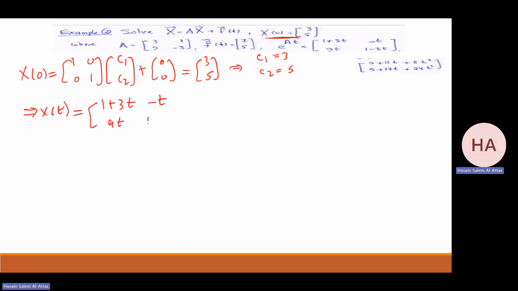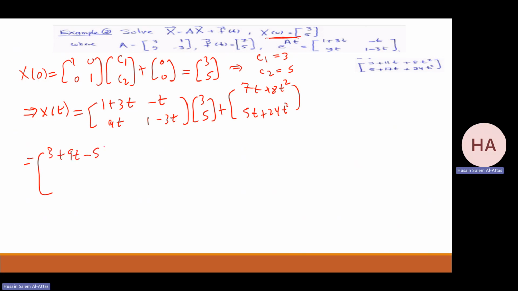Actually, it's here. No need to go back and forth. Times 3 and 5 plus xb, which is 70 plus 80 square. And what is the other one? 5t plus 24t square. Yeah, now do the calculation. Be careful here. It will be 3 plus 90 minus 5t plus 70 plus 8t square.